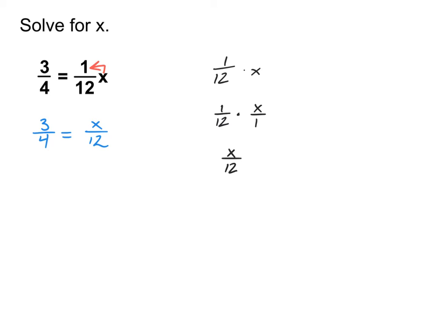And so once I get that x into the fraction like that, then we solve like we did before. We cross multiply. So 3 times 12 is 36. 4 times x is 4x. To get the x by itself, I would divide both sides by 4. And so 36 divided by 4 is 9. 4x divided by 4 is x. There we go. We're done.